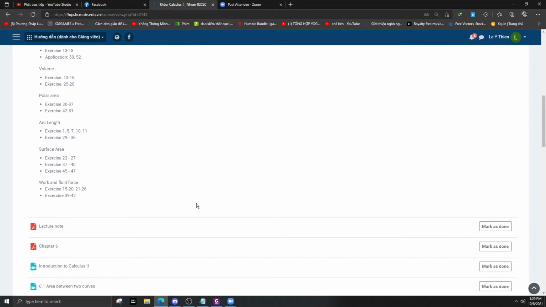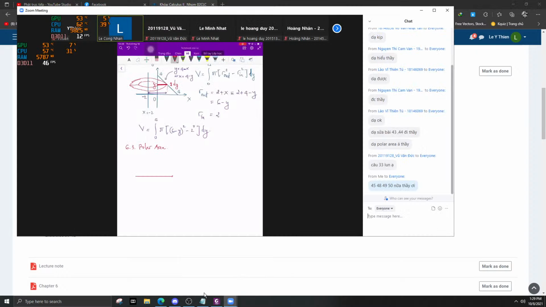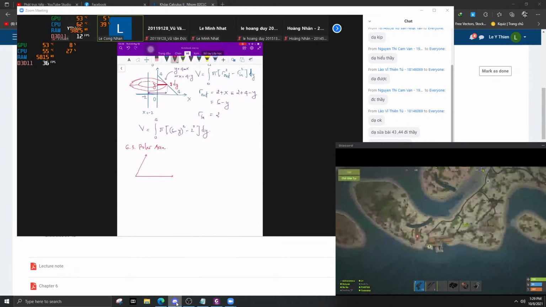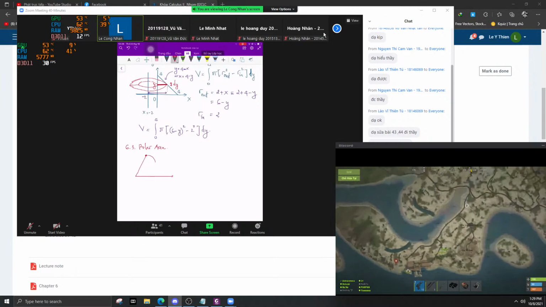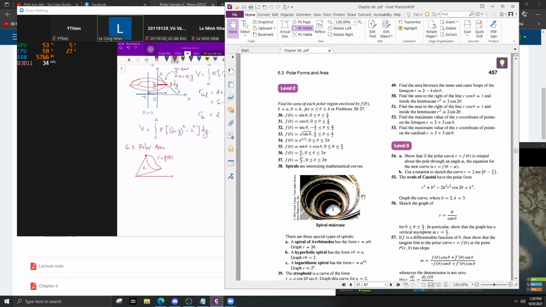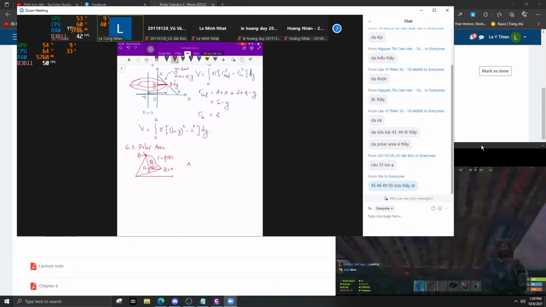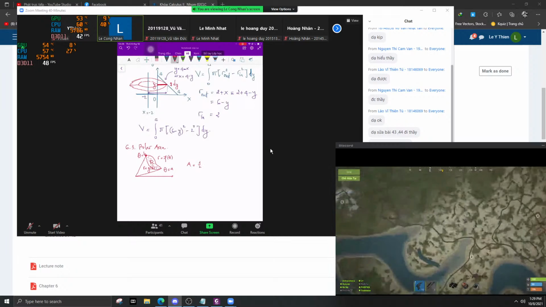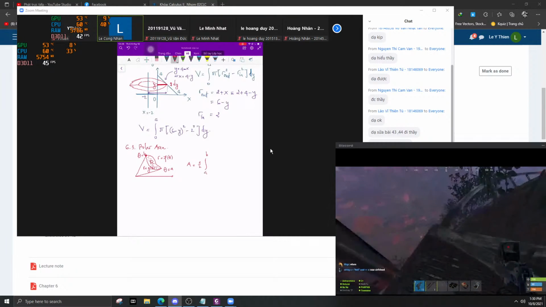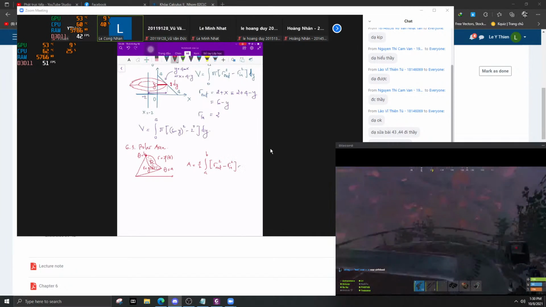Okay. So if we have the region bounded by the curve, here we have the curve r equal f of theta, and the curve r equal g of theta, and bounded by the ray theta equal a and theta equal b, then the area of the region R is computed by 1/2 the integral from a to b of the outer radius square minus the inner radius square, d of theta.